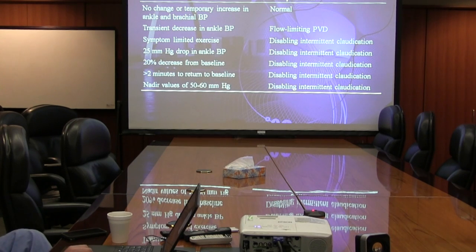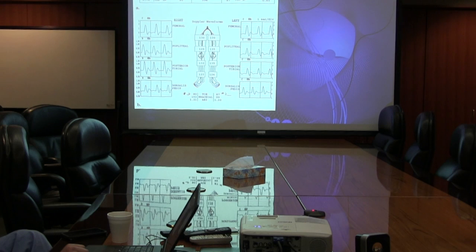You also get, you know, they'll report their symptoms, so you'll see if they have claudication when they walk on the treadmill. You can see how long it takes for their pressures to come back to normal. Sometimes they don't. You can see how much they drop. And sometimes, you know, they have angina. You diagnose coronary disease.